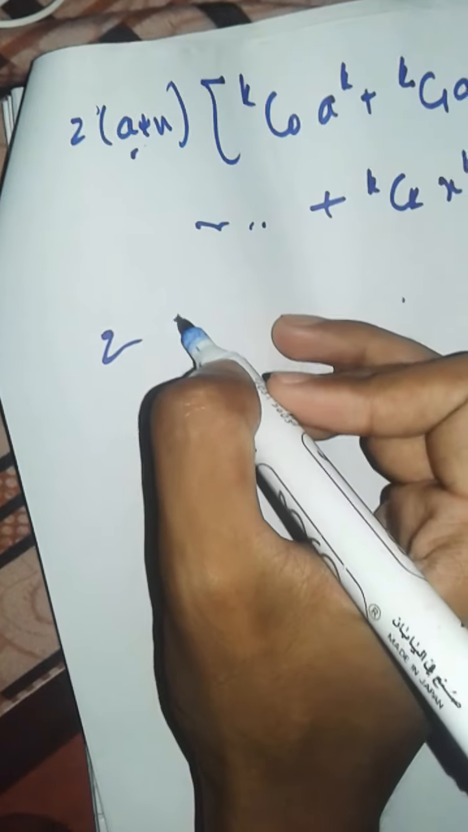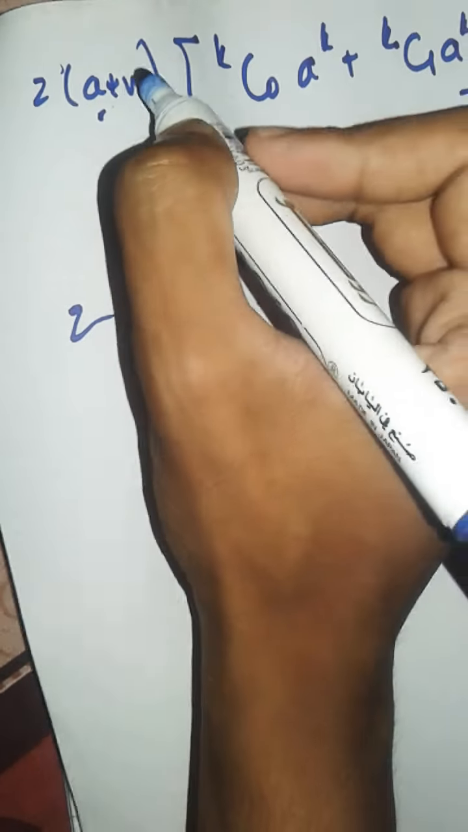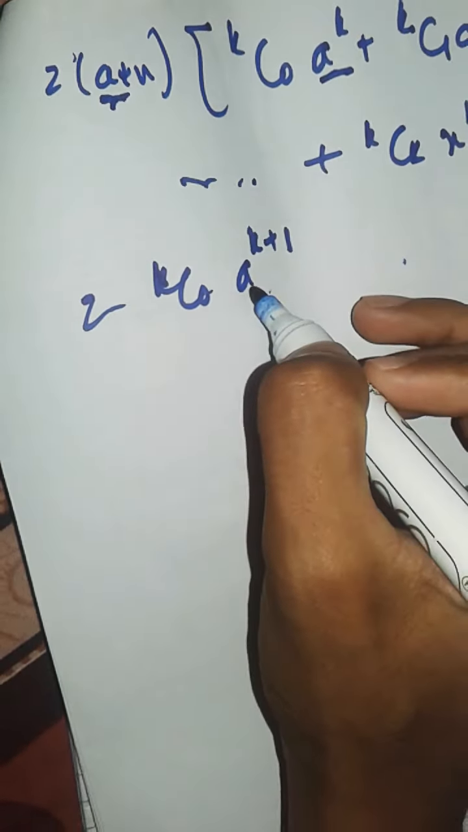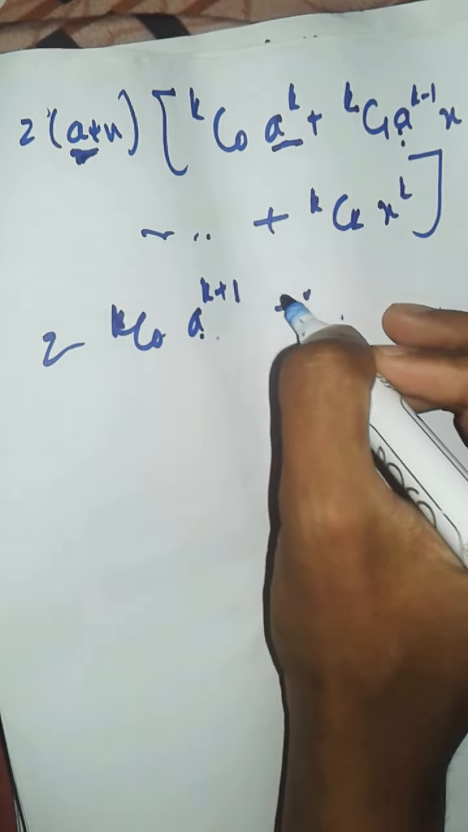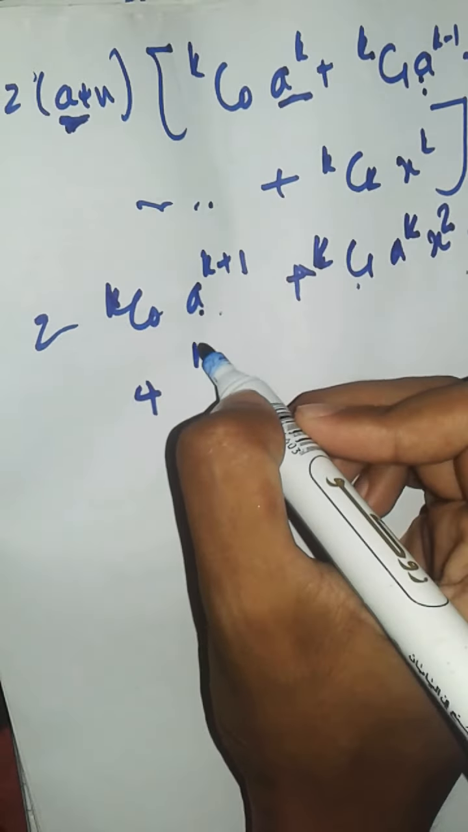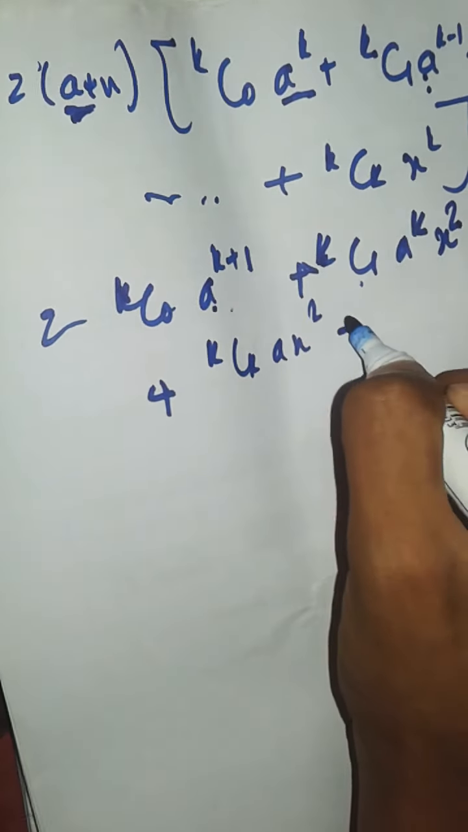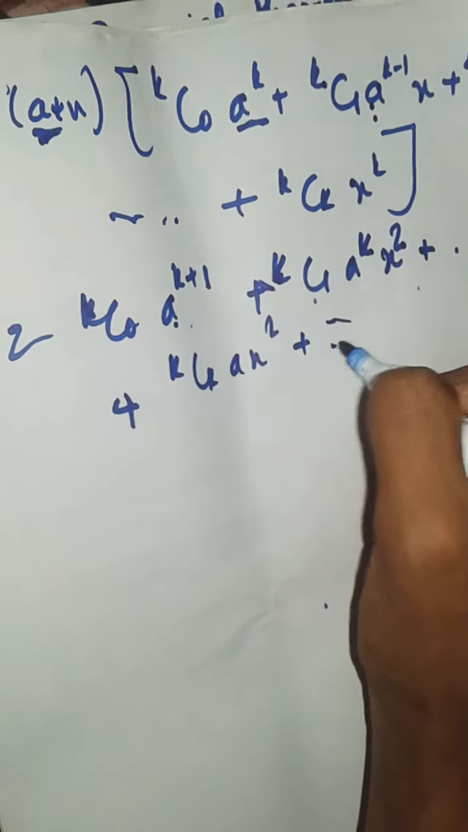Now we multiply. While we multiply a with the first term, it will be kC0 a^(k+1). Similarly, when we multiply a with the second term, it will be kC1 a^k x, and so on. If you multiply the last value with a, it will be kCk a x^k. Similarly, if you multiply with x, it will give the other values.